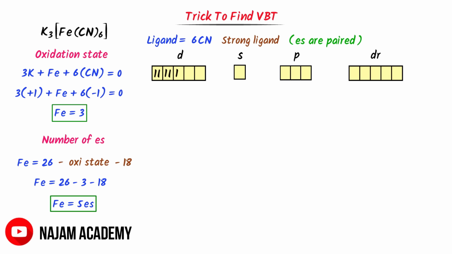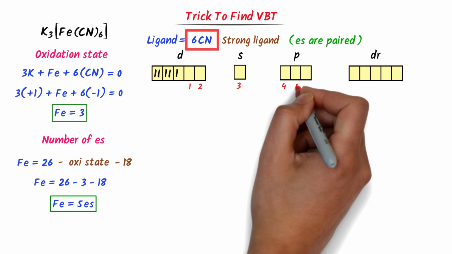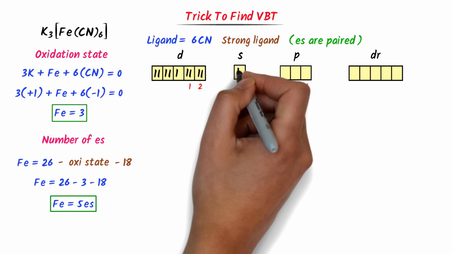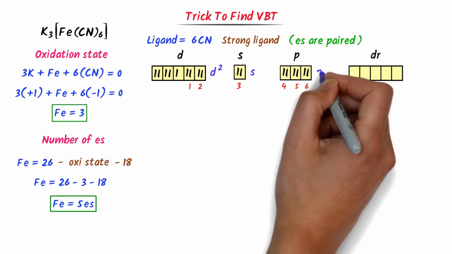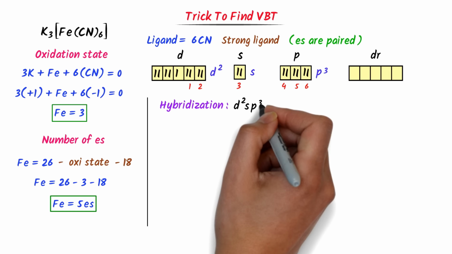Now we can see that there are 6 ligands of cyanide. So I select 6 completely empty orbitals. 1, 2, 3, 4, 5, 6. We know that each ligand donates 1 pair of electrons, so I fill these 6 orbitals. Hence these 6 orbitals are hybridized. These d2 orbitals, this 1s orbital and these 3p orbitals are hybridized. So the hybridization of this compound is d2sp3.